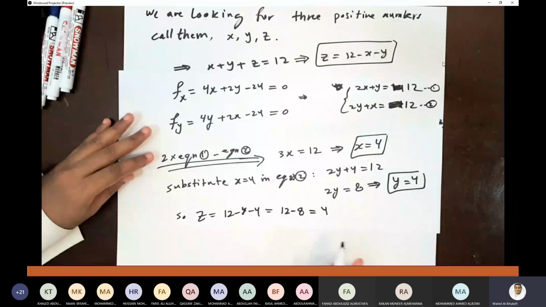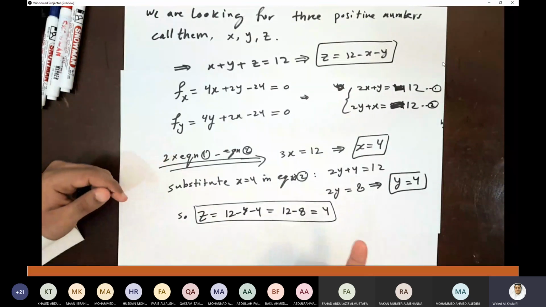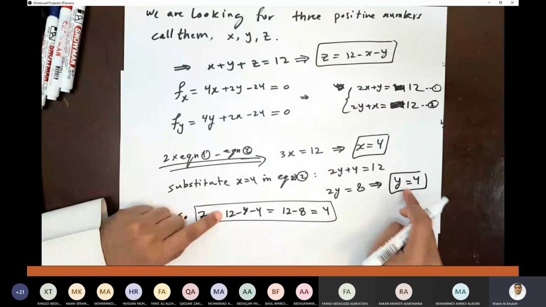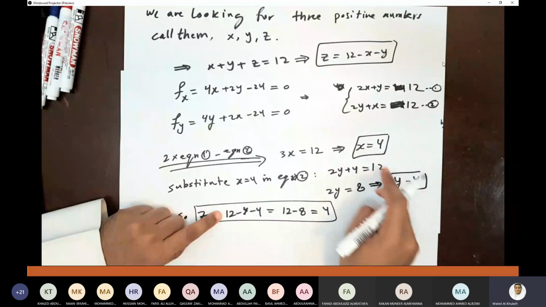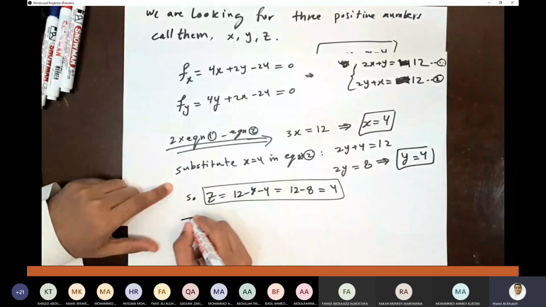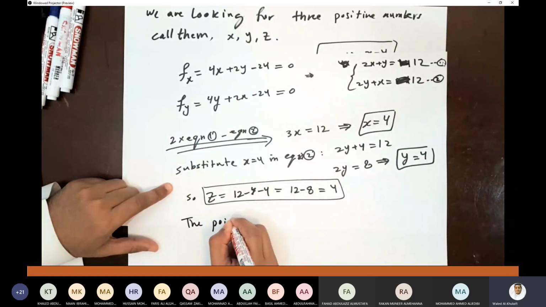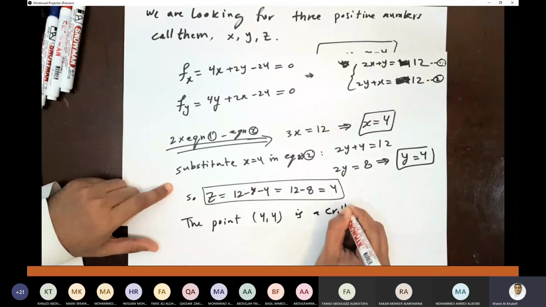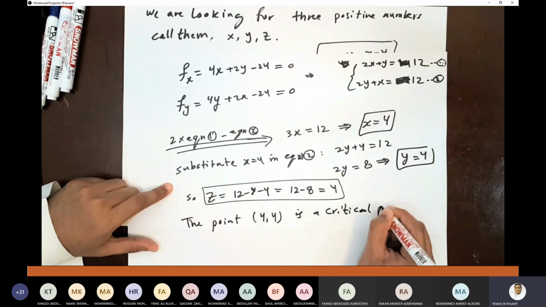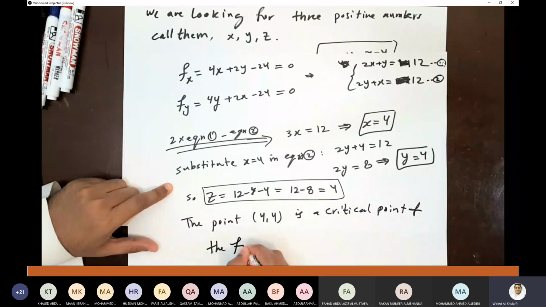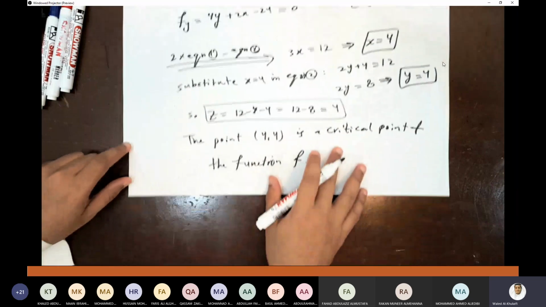Okay. What we found is only one critical point. About z, leave it for later. Now, x equal 4, y equal 4. This is a point of the function f. The point (4, 4, 4) is a critical point of the function f. A critical point of the function f.